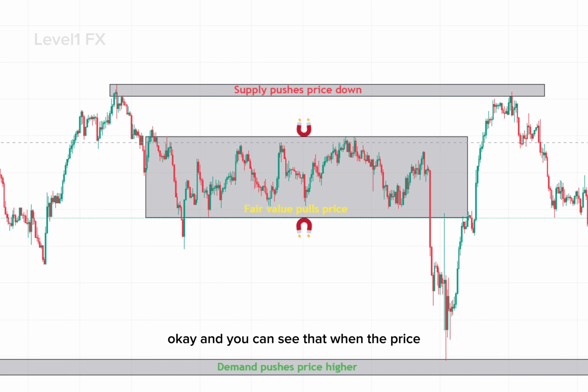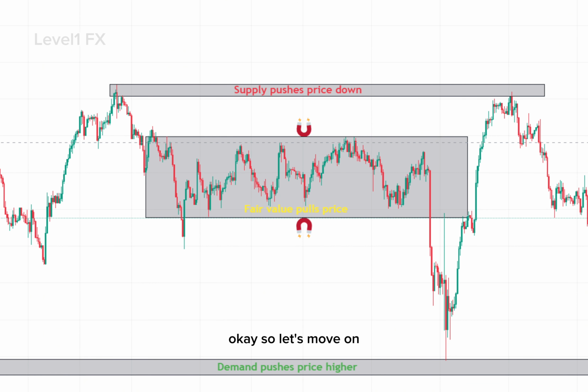Okay? And you can see that when the price went above the fair value and touched the supply zone, the price fell. And that's because supply exceeds demand. And that's why we want to look above the fair value or below the fair value. And we can see in the picture that when price fell down and touched a demand zone, then demand exceeds supply. And that's why the price turns and moves up and goes even higher.